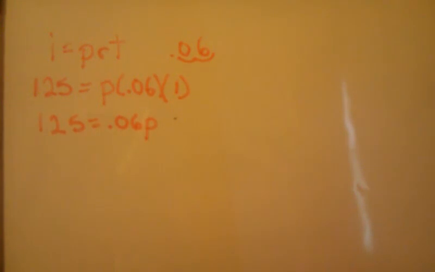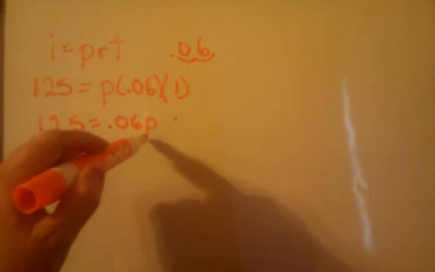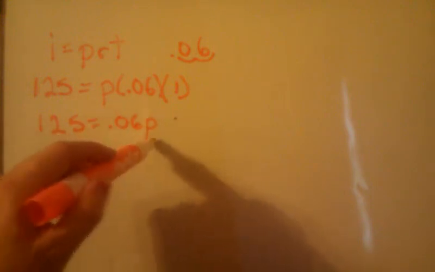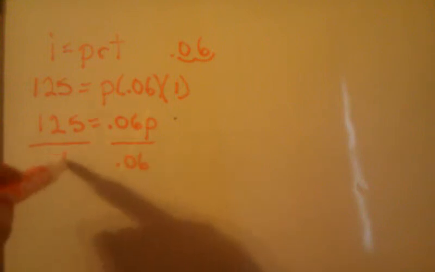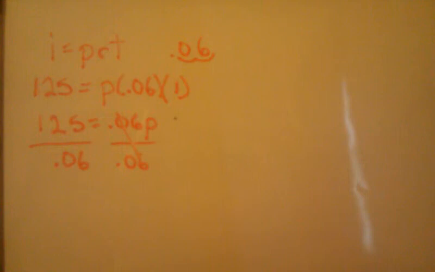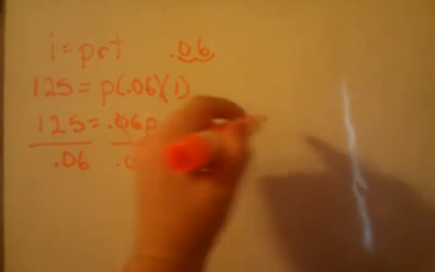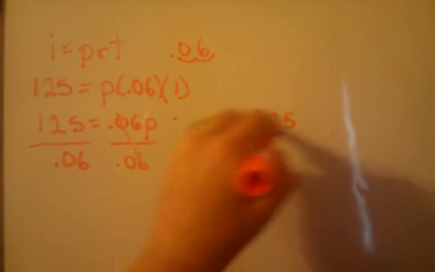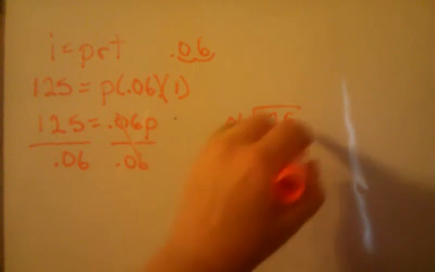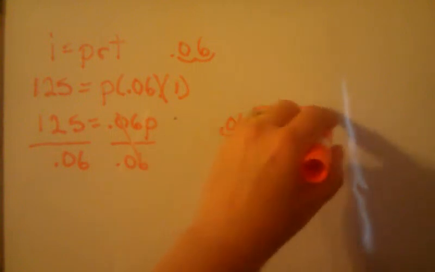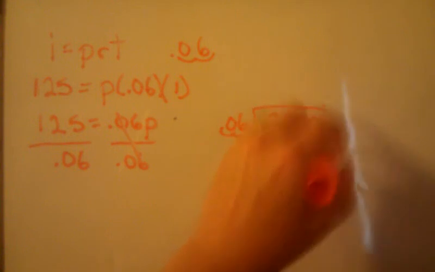Okay? And then the P is stingy, he kicks everyone else out. To kick him out, we have to divide by 0.06. These cancel out. If I take 125 divided by 0.06, you may use your calculator. I'm going to go ahead and divide it out. I have to move the decimal to the end, move it over 2. Okay, so my decimal's right there.